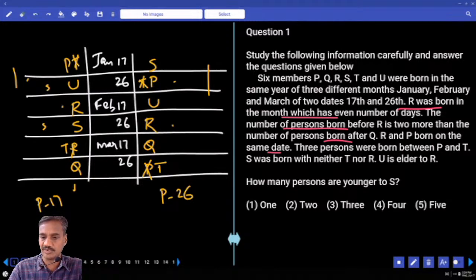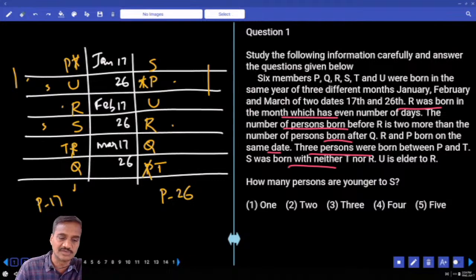And R and P were born on the same date. 3 persons were born between P and T. Now in between P and T there are exactly 3 people, here also 3 people. And next one, S was born with neither T nor U. S is not with T and U, isn't it? Here also S was not born with T and U. And U is elder to R. And so how many possibilities do we have? There are 2 different possibilities.